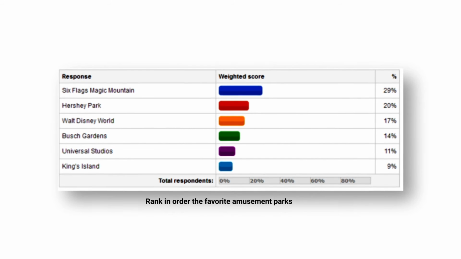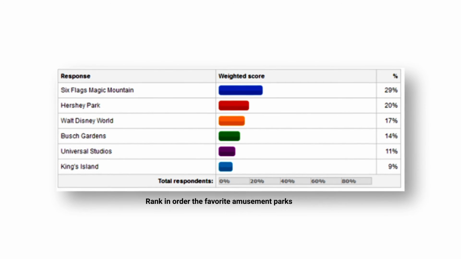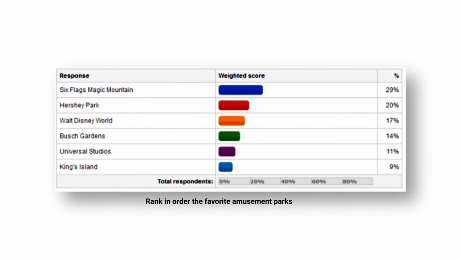So Six Flags, Magic Mountain, these are the amusement parks where people used to visit, and on the weighted score the ranking needs to be done. 29% got first rank, 20% Hershey Park got second rank, Walt Disney World got 17%, so third rank, and like that Kings Island 9%. So what I mean to say is, based on the total respondents, the rank order needs to be done. So this is the second example as far as the comparative scale technique is concerned.